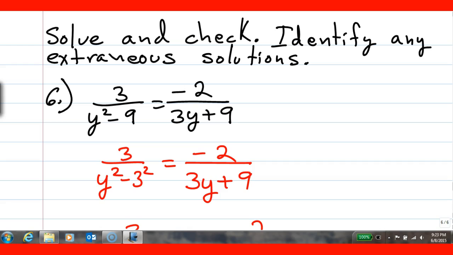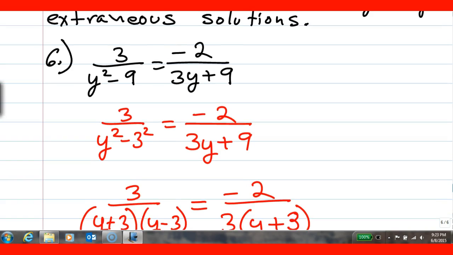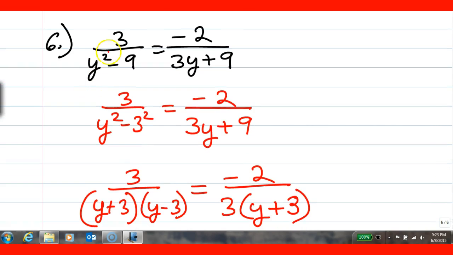For number 6, the instructions read, solve and check. Identify any extraneous solutions. So I'm going to solve this out, then I'm going to check the problem to see if it's correct. So I have here 3 over y to the second power minus 9 equals negative 2 over 3y plus 9.